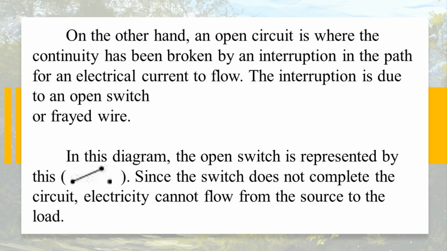On the other hand, an open circuit is where the continuity has been broken by an interruption in the path for an electrical current to flow. The interruption is due to an open switch or frayed wire. In this diagram, the open switch is represented by this. Since the switch does not complete the circuit, electricity cannot flow from the source to the load.